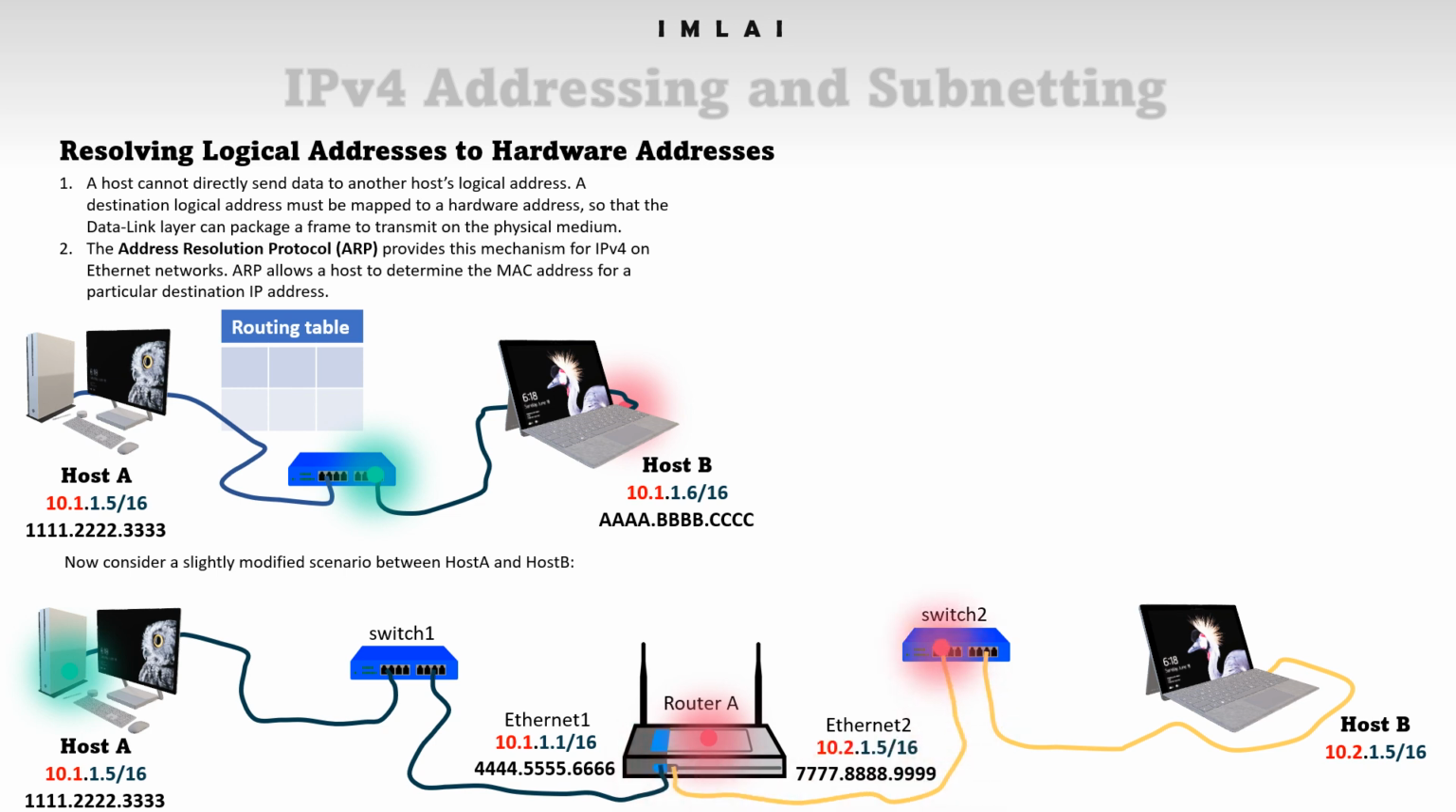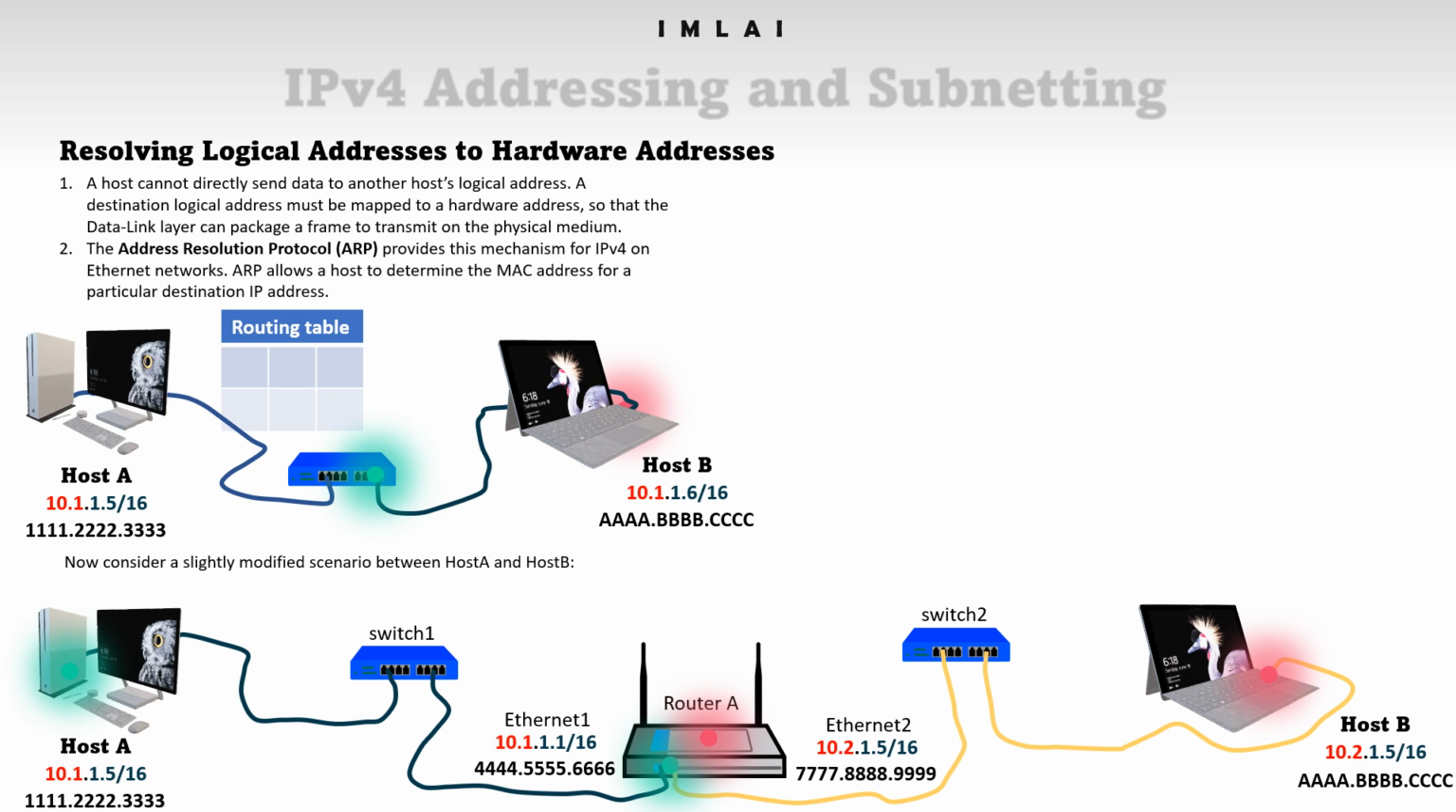If you see the animation on the screen, once the connection is established from host A to router A, the next task of router A is to establish a connection with host B. So now router A has requested the MAC address of host B, and host B has responded with its MAC address back to the router, and now it's all done. Now host A and host B are connected through a router.